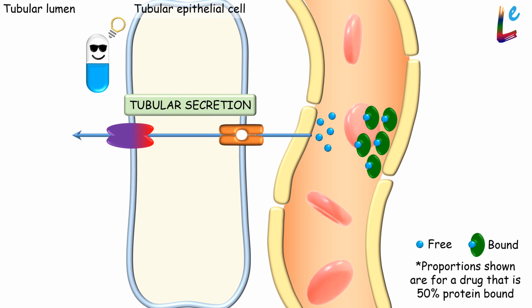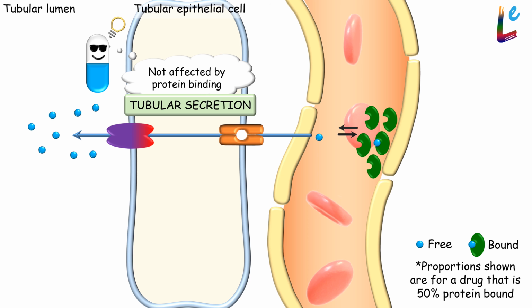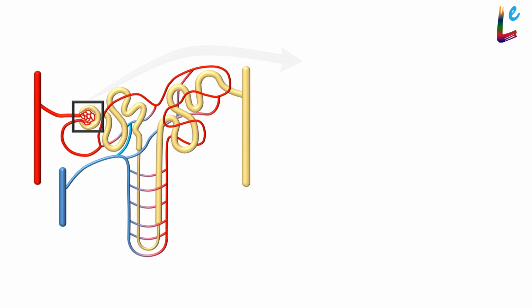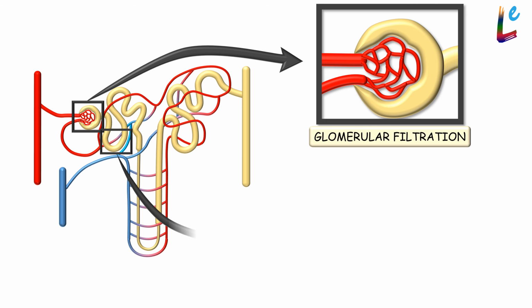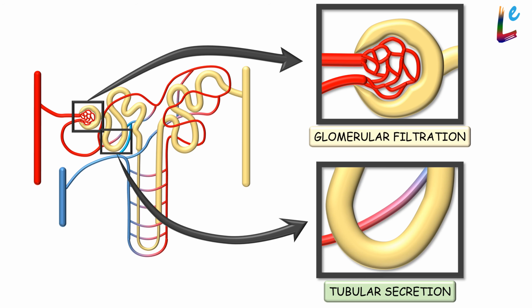The transporters secrete the free fraction of the drug. And when the free fraction of the drug in plasma falls, to re-establish the equilibrium between the free and bound fractions, some of the bound drug dissociates from the protein and becomes free. These newly freed molecules continue to be actively secreted into the tubular lumen. This is why protein binding is not considered to influence tubular secretion. Thus, through glomerular filtration and tubular secretion, the drug and the metabolite reach the tubular lumen.